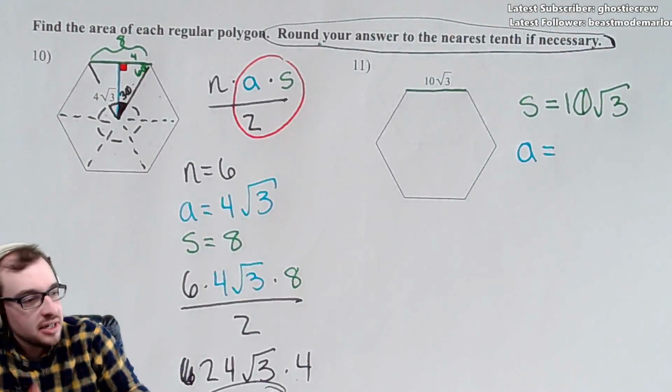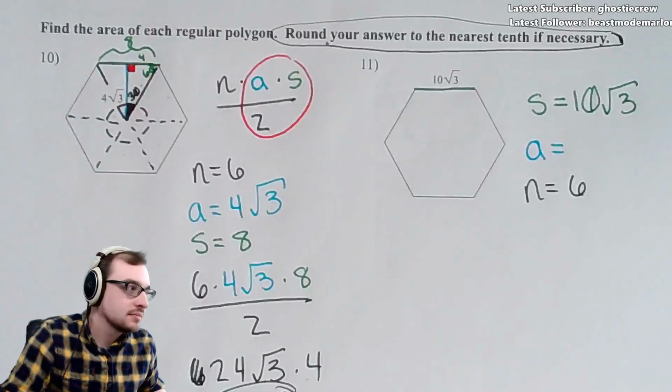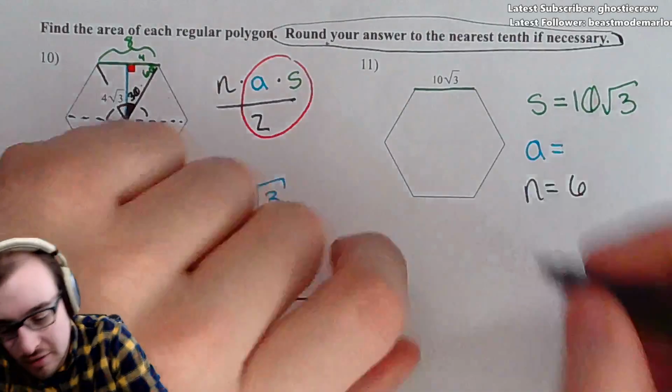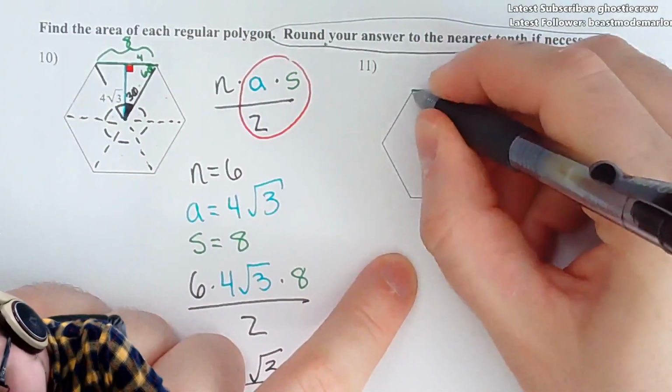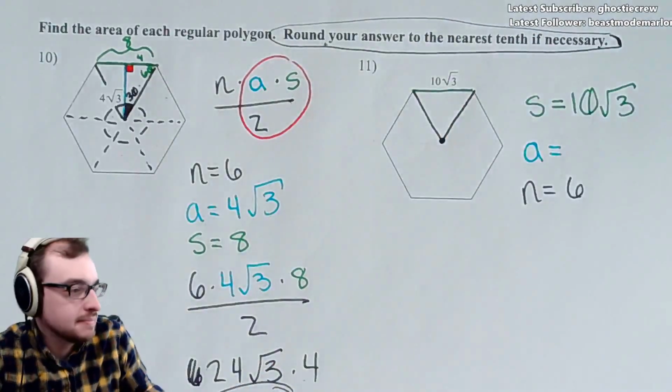This is once again a hexagon, so we have n sides. We need to find the area of this triangle and multiply by 6.